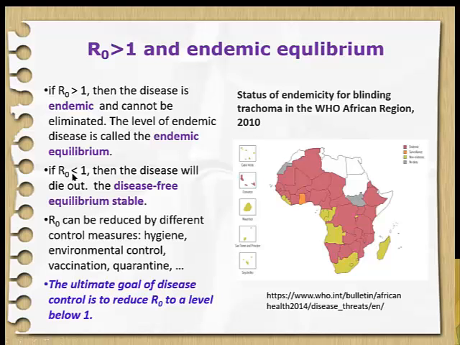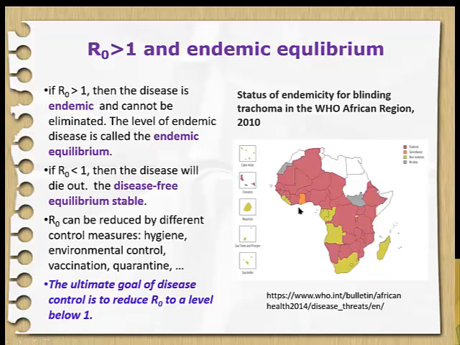So if my reproduction number is less than 1, I can start with no disease. If someone becomes diseased by accident, maybe someone from another country comes in, if the reproduction number is less than 1, they will not produce a multiplicity of additional cases. The disease will die out and the disease-free equilibrium is stable. The reproduction number can be reduced by different control measures like hygiene, environmental control, vaccination, quarantine, and so on. The ultimate goal of disease control is to reduce the basic reproduction number to a level below 1.